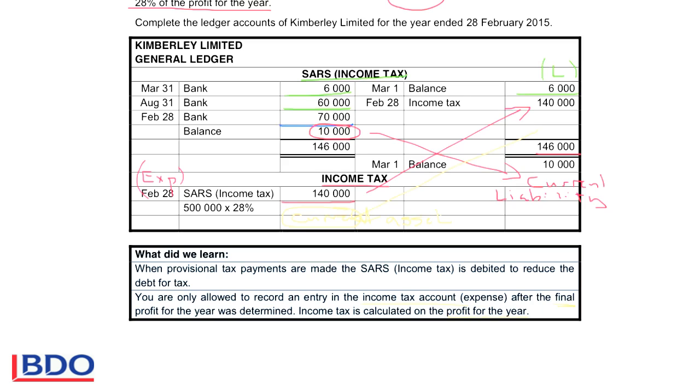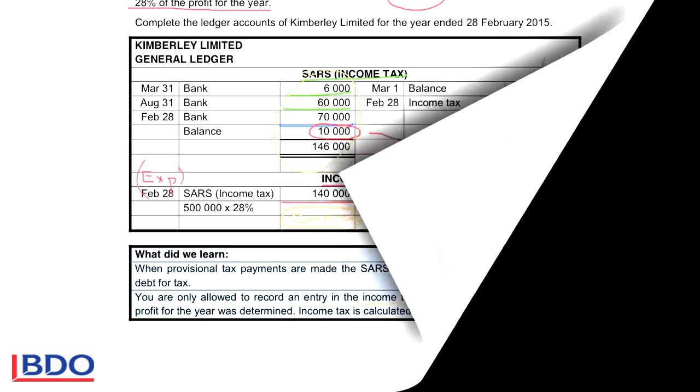So the income tax account will never be used before the end of the year when the final profit was calculated after it was audited by the auditors. You never write in the income tax account during the year. It will only have this one entry at the end of the year. When you pay provisional tax payments, you will debit your SARS account to show that you reduce your debts.